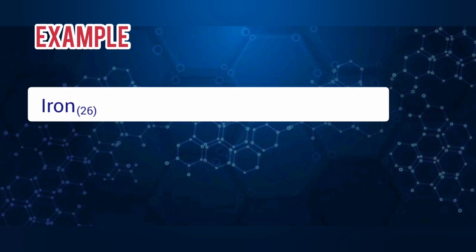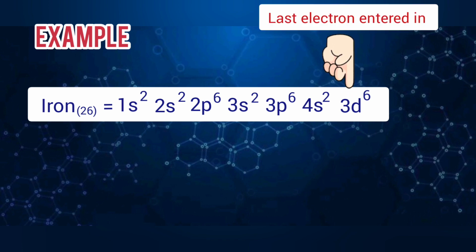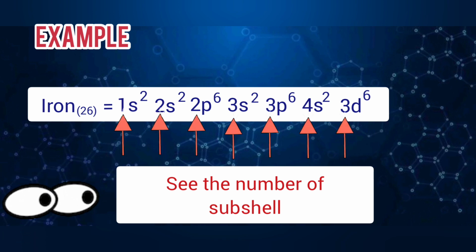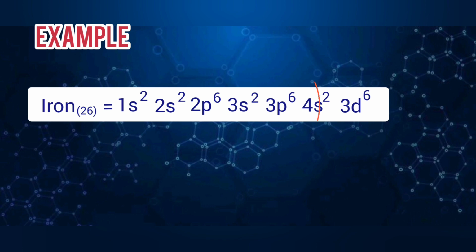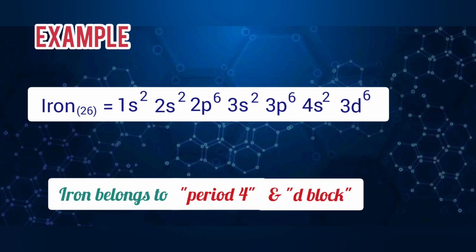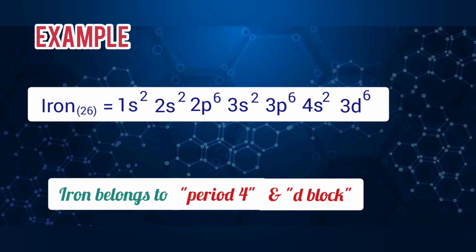Let us take one more example. We take the example of iron. The electronic configuration of iron is 1s2, 2s2, 2p6, 3s2, 3p6, 4s2, 3d6. As we can see, the last electron is entering in the d orbital, but for the period we have to see the number of the subshell. Here the maximum number present is 4s, and hence iron belongs to period 4. And if we want to find out the block, iron belongs to the d block, as the last electron has entered in the 3d subshell.